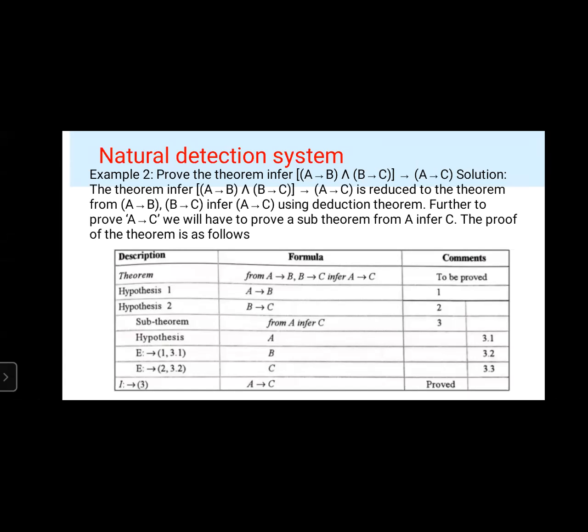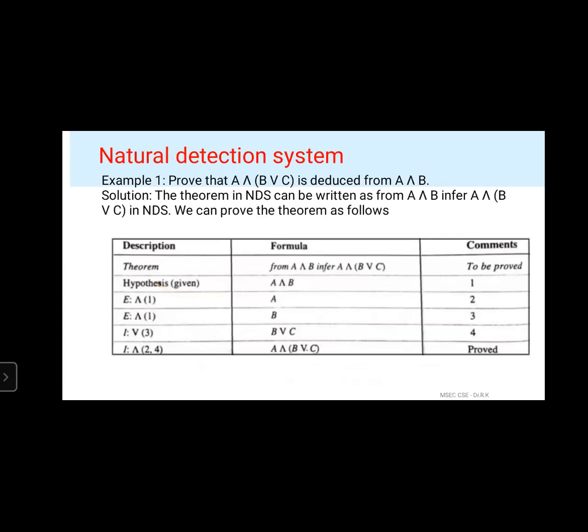Next, now I need to get A implies C. So A implies C means implies 3. That means from A infer C. That means I will get A implies C. So like that, I'm going to prove the theorems, right?